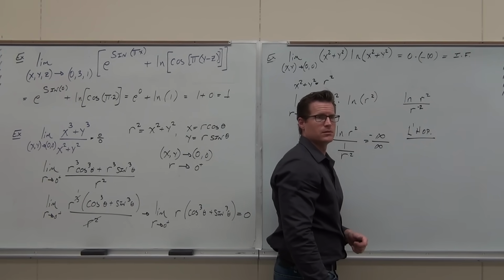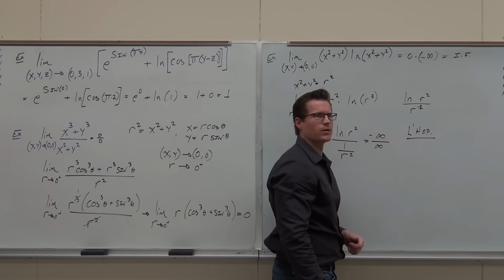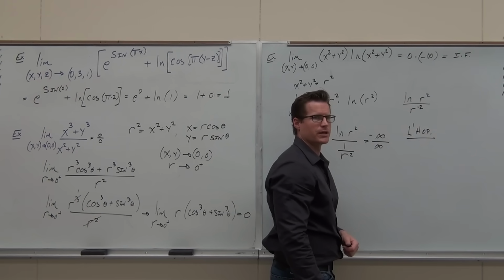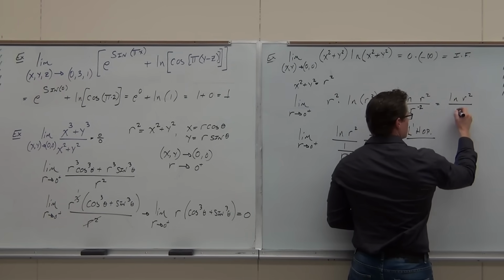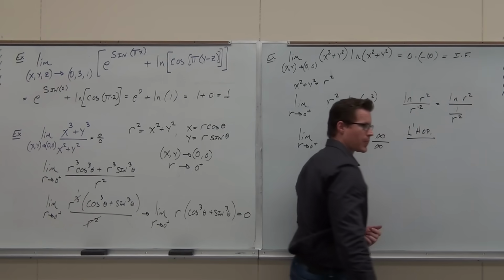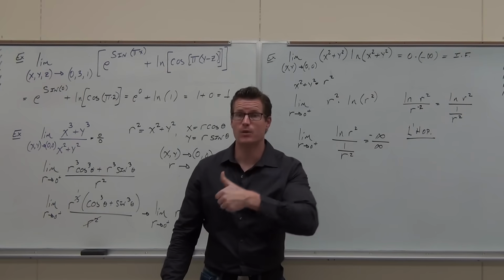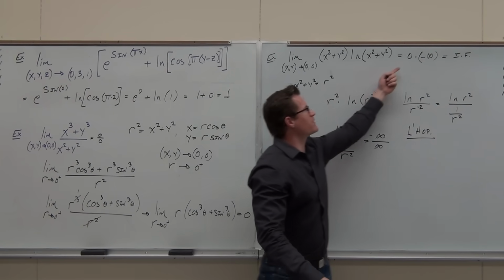Yeah? You guys know about negative exponents? Okay. Well, what is r to the negative 2? Well, it's actually a complex fraction. Now you got it. Now it's infinity over infinity. You can't do anything with this.